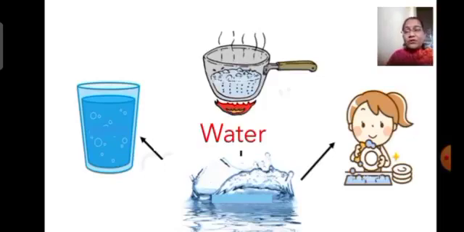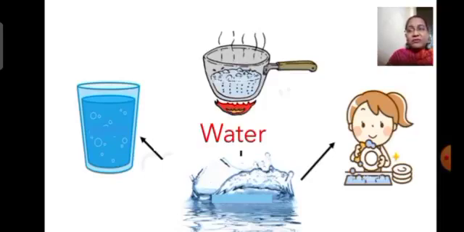Children, water is very important for our body. As we all know, without water, there is no life. We use water for different purposes like drinking, cooking, washing clothes and utensils, and for many other purposes. As a whole, water is very important for our life.